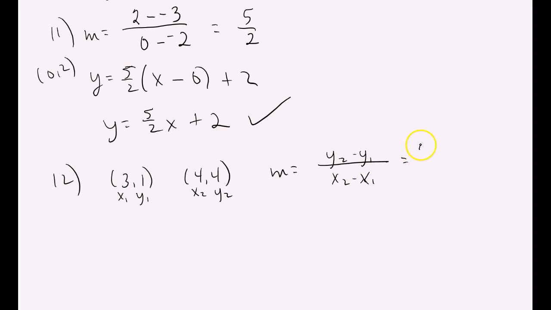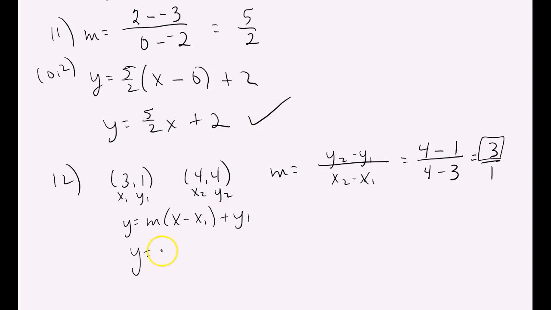So y2 is 4 minus y1 over x2 is 4 minus this one. 4 minus 1 is 3. 4 minus 3 is 1. So the slope is 3. Okay? Now I use point slope form. So point slope is this formula. And I'm going to plug into that. So y equals my slope of 3 times x minus.